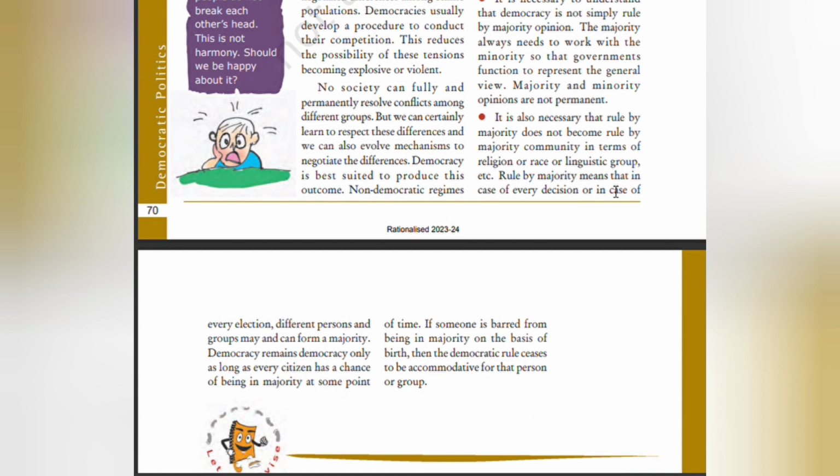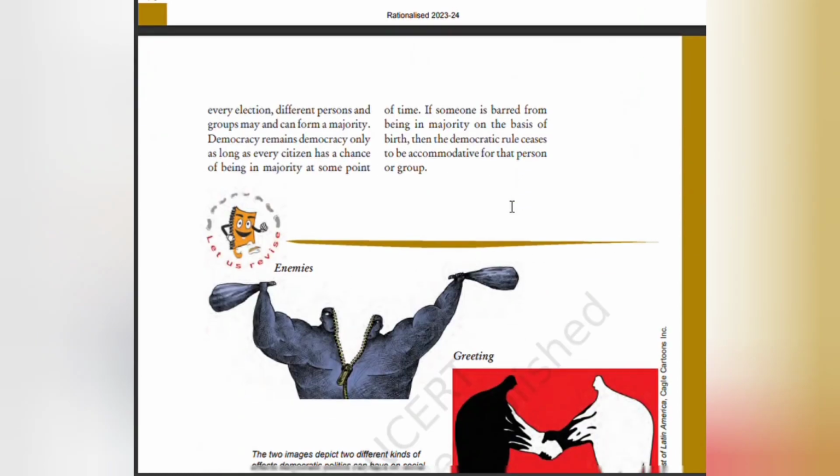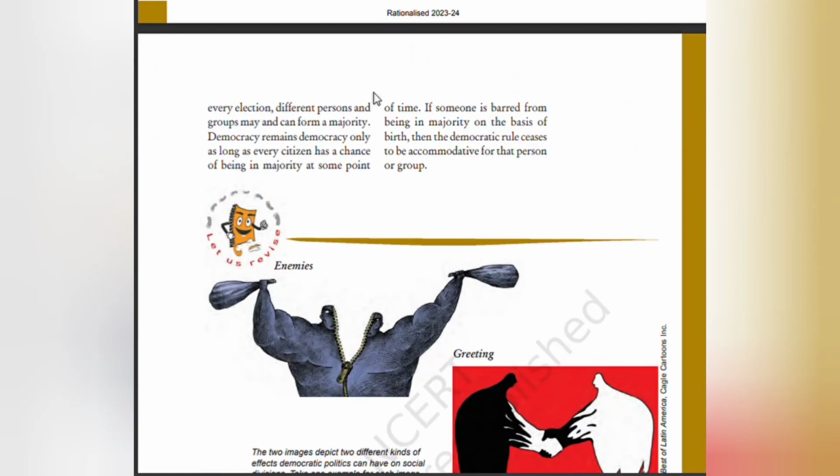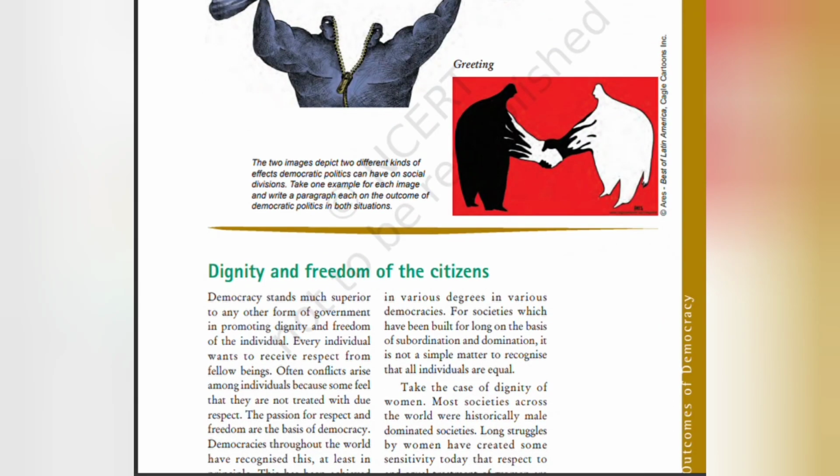Rule by majority means that in case of every decision or in case of every election, different persons and groups may and can form a majority. Democracy remains democracy only as long as every citizen has a chance of being in the majority at some point of time. If someone is barred from being in the majority on the basis of birth, then the democratic rule ceases to be accommodative for that person or group.